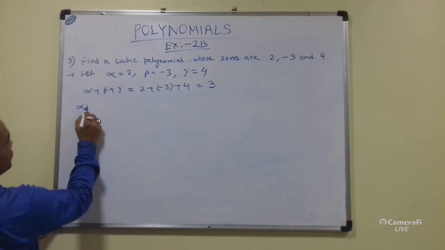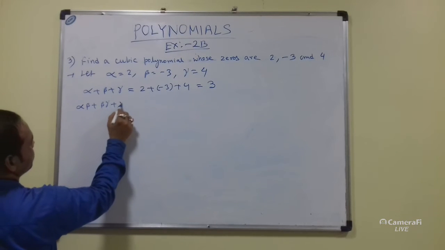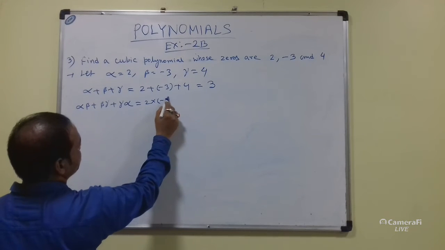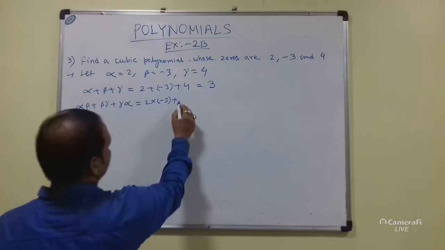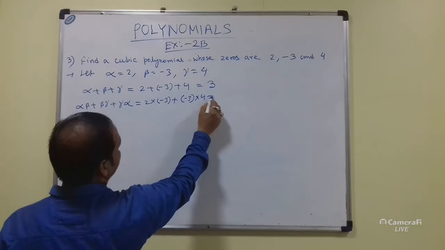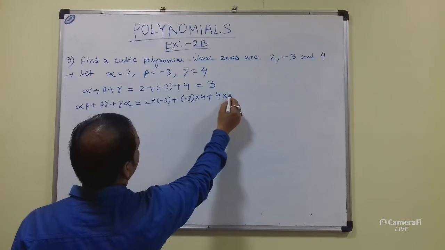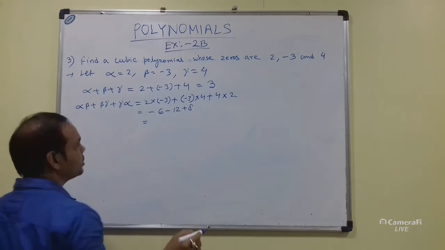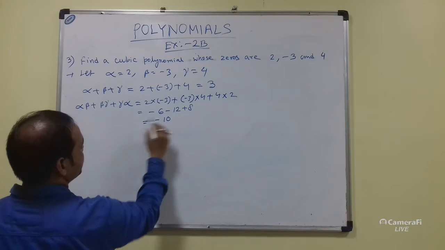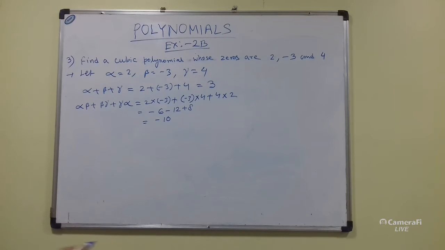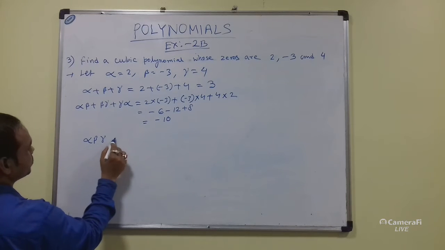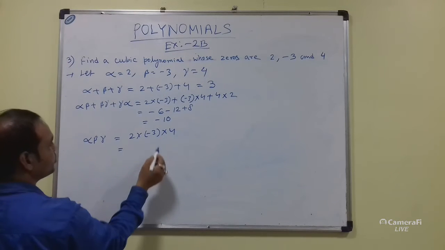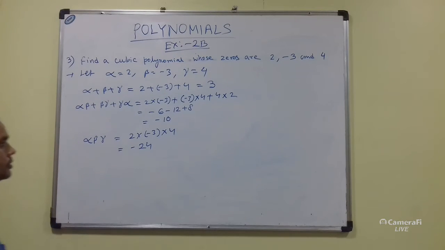Now we have to find alpha beta plus beta gamma plus gamma alpha. So alpha beta means 2 into minus 3, beta gamma means minus 3 into 4 and gamma alpha means 4 into 2. So minus 6 minus 12 plus 8, so it will be minus 10. Next alpha beta gamma. So 2 into minus 3 into 4, so it will be minus 24.